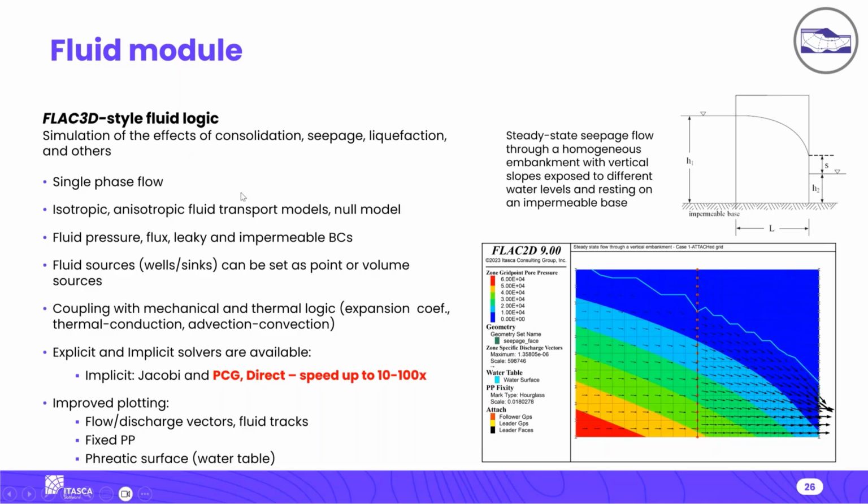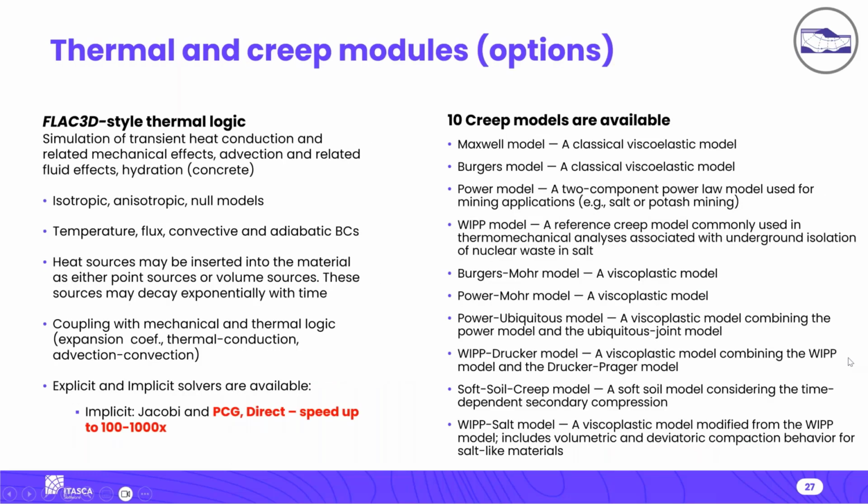Here are some outlines of fluid flow logic, and one of the highlights that I wanted to mention is that we have new implicit solvers such as preconditioned conjugate gradient or direct sparse solvers, which allow a speed up of between 10 and 100 times. However, they work only on fully saturated fluid flow. There's good description and documentation about how to use these solvers. And here are examples of what you can plot when using fluid logic, like phreatic surface, fixed pore pressure conditions, discharge vectors, and so on.